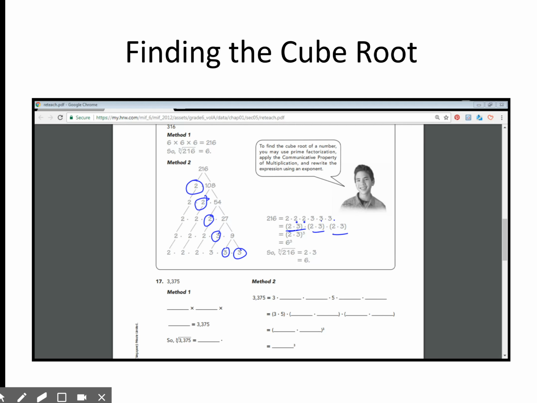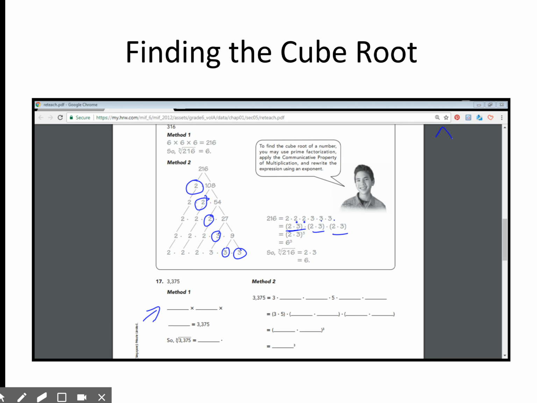So let's do 3,375. Again, that's a pretty large number. They tell you to try method 1, but honestly, I have no idea what the cube root of 3,375 is. So I need to use prime factorization.